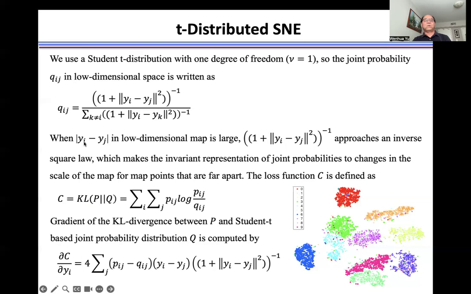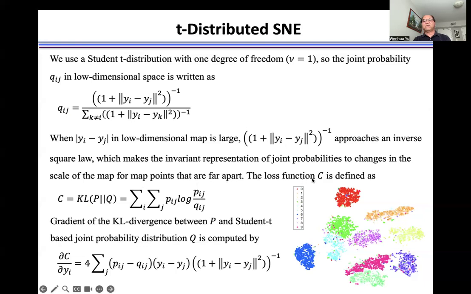When yi minus yj in the low-dimensional map is large, this term approaches an inverse square law, which makes the representation of joint probabilities invariant to changes in scale of the map for map points that are far apart.